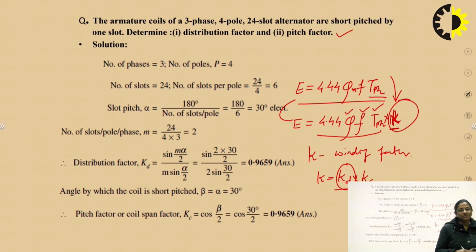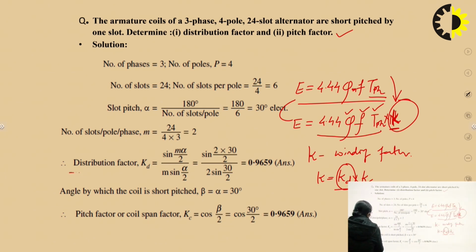As we know, the phasor sum is less than the arithmetic sum of the induced EMF in case of distribution of the winding as well as in case of short-pitched coils. In both the cases, we are going to have a reduction in the total EMF that is available across the terminal of the winding or across the terminal of the coil, right?